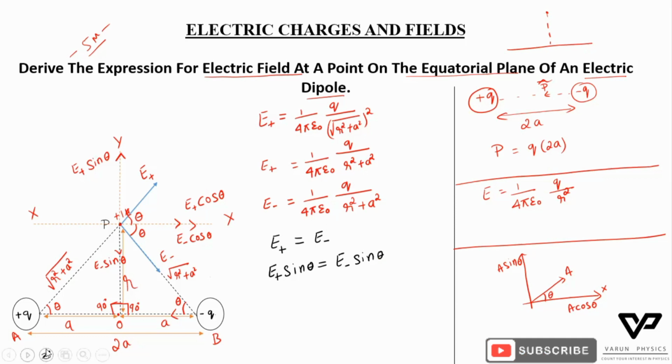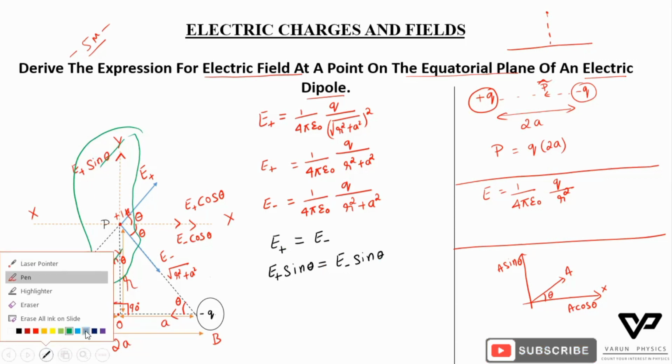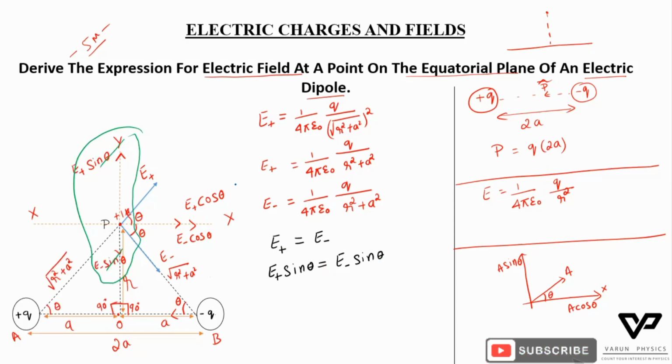Am I right? Therefore, since E plus sine theta is equal to E minus sine theta, and from the figure, I can say that these two are opposite in direction. Therefore, they get cancelled. Therefore, the net force experienced by the unit test charge which is placed at point P is E plus cos theta and E minus cos theta.